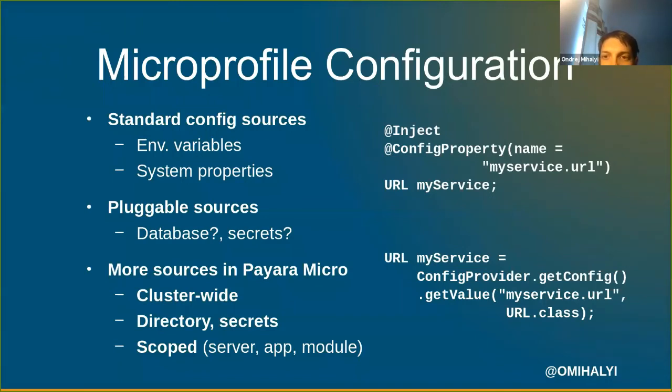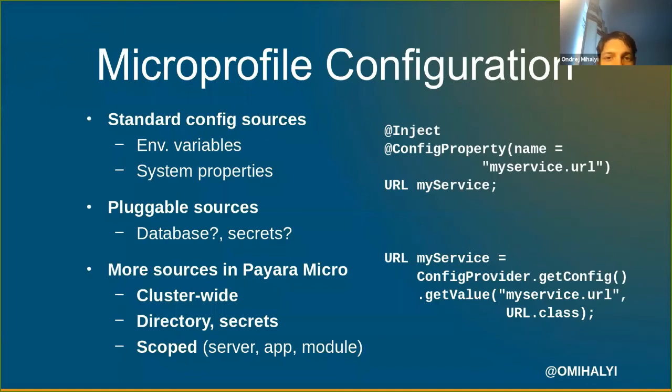Within your application code, you would just use things on the right side of the slide. For example, to inject a configuration of a URL with the key myService URL, you can inject directly a URL object, because the configuration will automatically map the URL value, or the text in the form of URL, into a URL object if it's well formed.